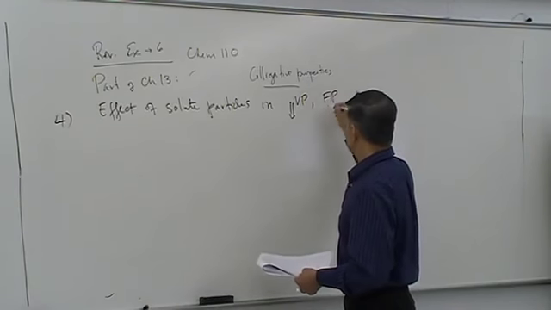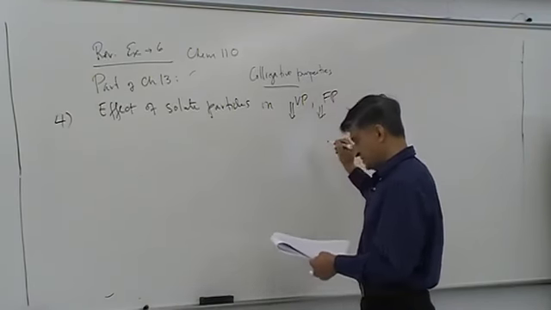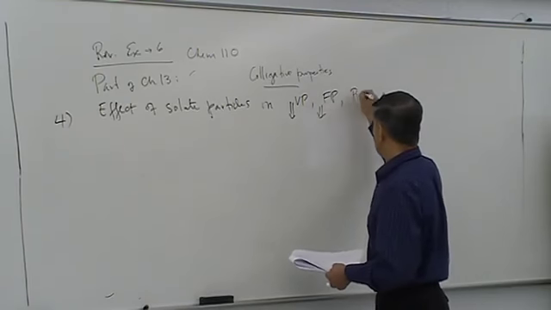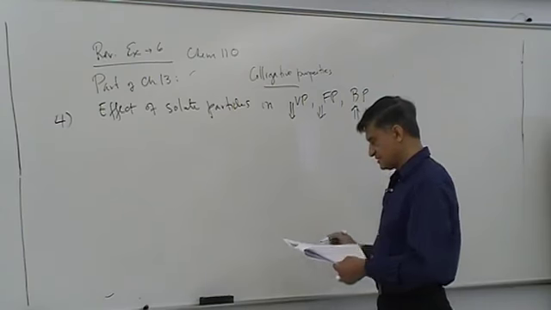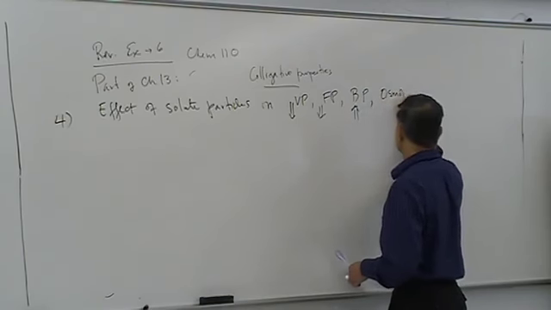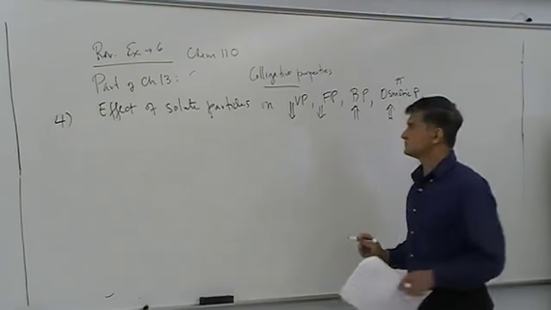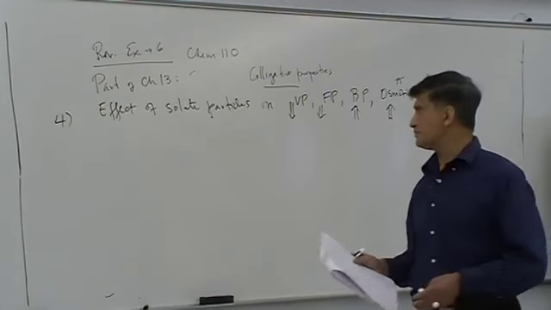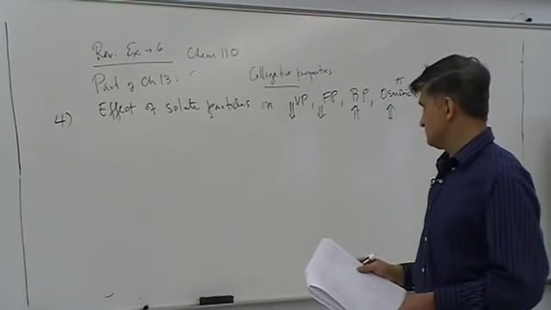Freezing point also goes down, depression of freezing point. Boiling point goes up, elevation of boiling point. Osmotic pressure is shown by pi, that goes up. So these are the properties that depend upon particles.